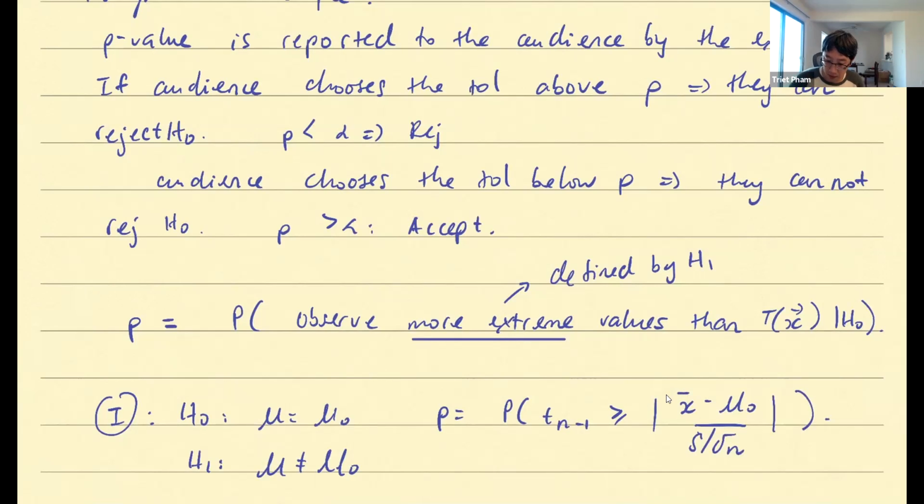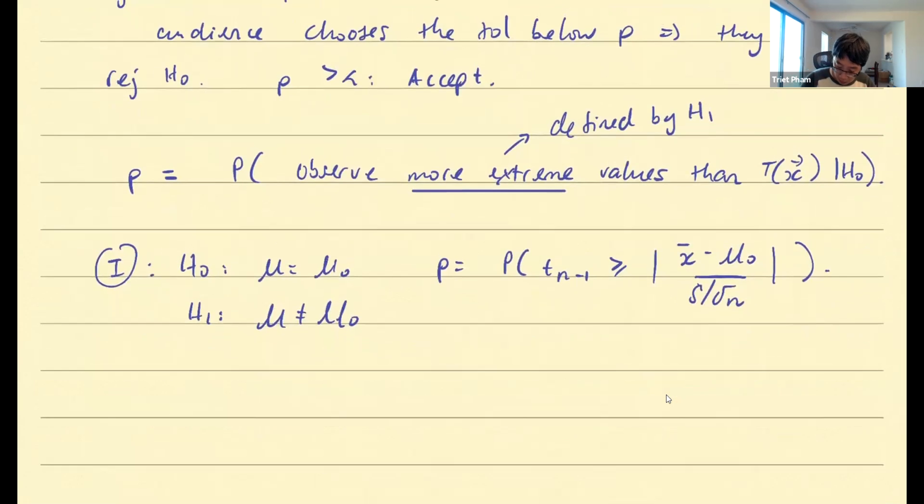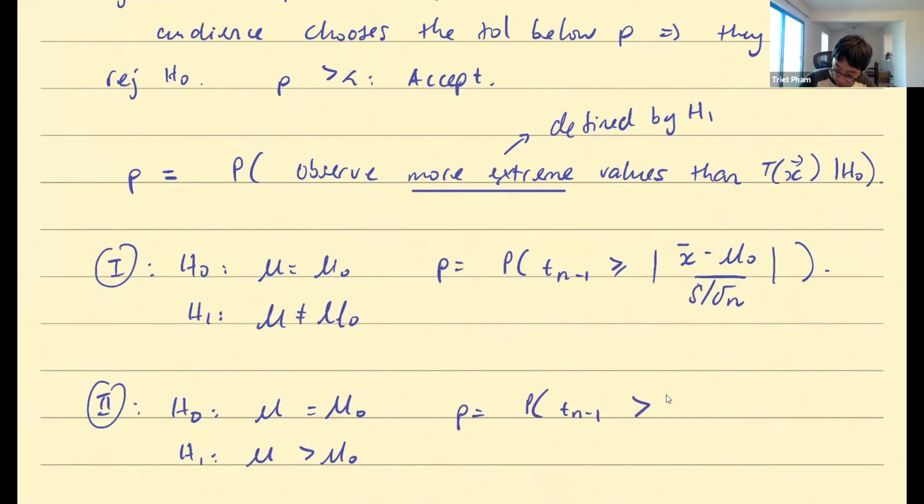So this is your test stat, and more extreme exactly means bigger than the absolute value. And under the null is already built in when I use the T(n-1) distribution. In test two, because the direction is mu is bigger than mu naught, the p-value will be the probability that T(n-1) is just bigger than this. Like that.